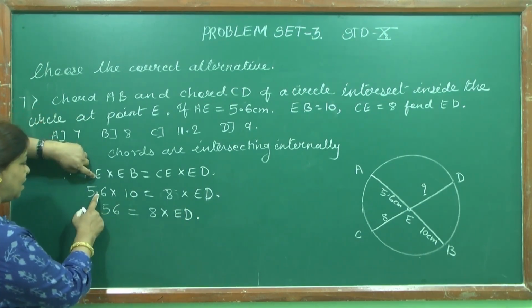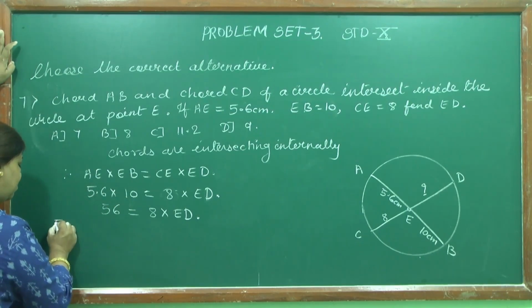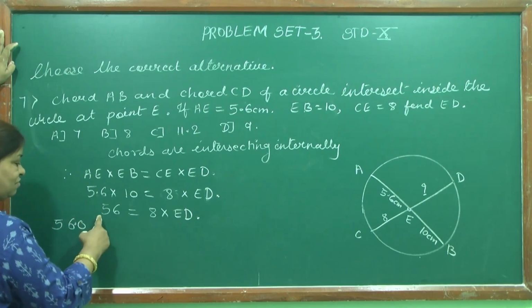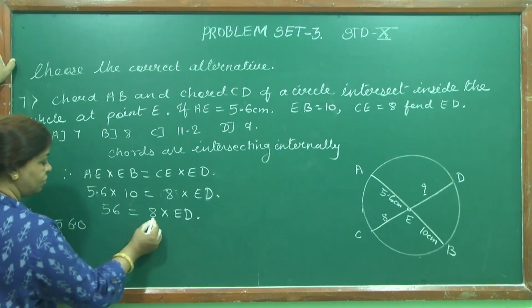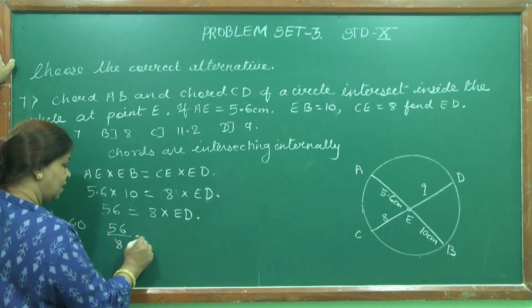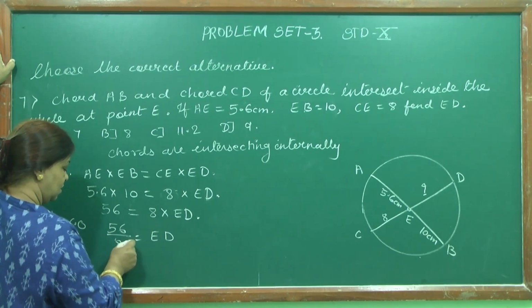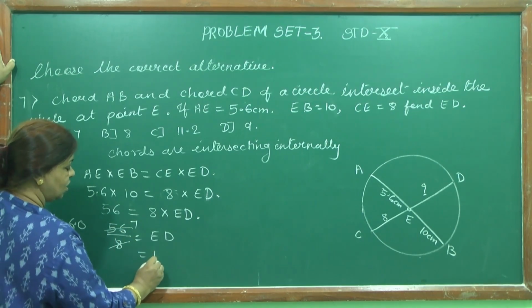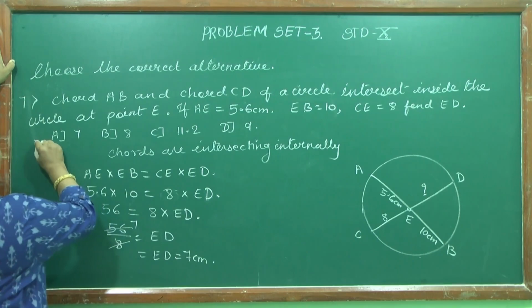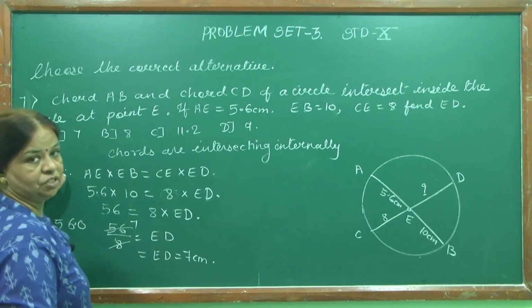When I multiply 5.6 with 10, it will be 560, and the point after one digit means 56. Clear? Now 56 is here, 8 is here. So 56 divided by 8 is equal to ED. 8 7s are 56. So ED is going to be 7 centimeters. And option A is the correct option, children.